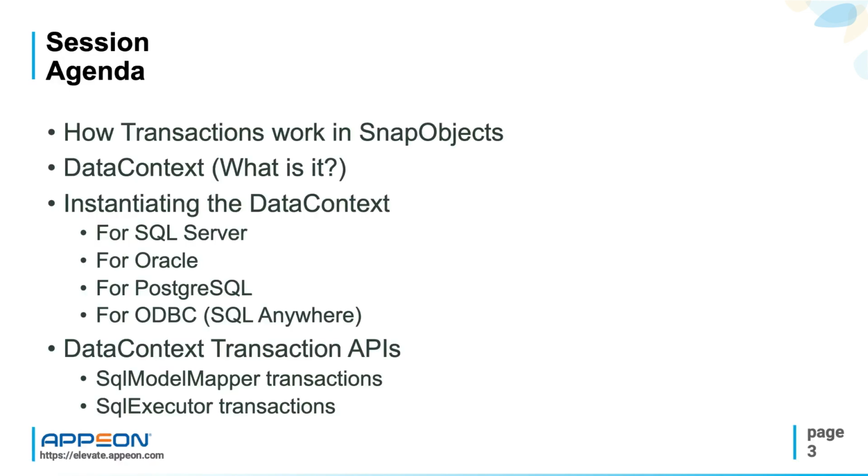In this session, we will see how transactions work in SnapObjects, what is the data context, instantiating the data context for SQL Server, for Oracle, for PostgreSQL, and for ODBC, that is for SQL Anywhere support. And we'll take a look into the data context transaction APIs, that is SqlModelMapper transactions and SQL Executor transactions.